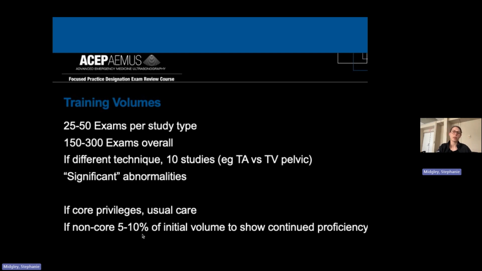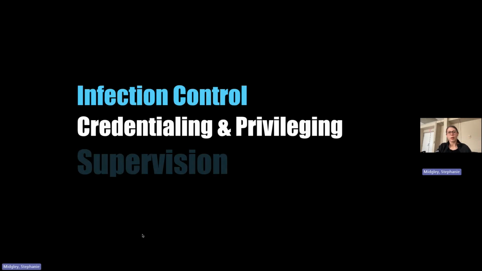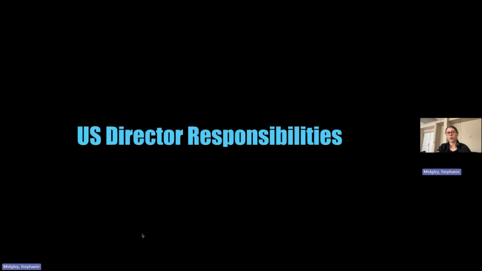And then there's a lot of data now that's trying to move away from numbers into more of an ability-based approach. So if you can demonstrate in 5 scans that you know what you're doing, versus somebody who's gone 50 scans and still doesn't know what they're doing. And then supervision. So what kind of supervision are residents going to get versus credentialed providers versus those who are obtaining privileges. And then finally, your job. So having some sort of policy that delineates what your responsibilities are is also important.